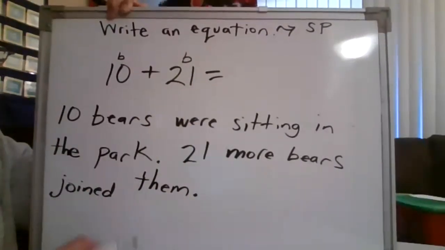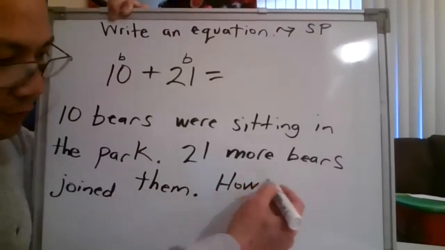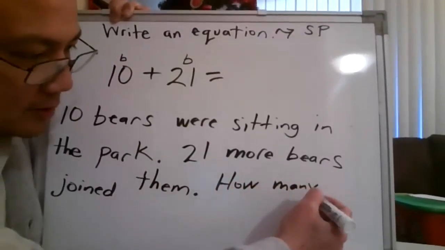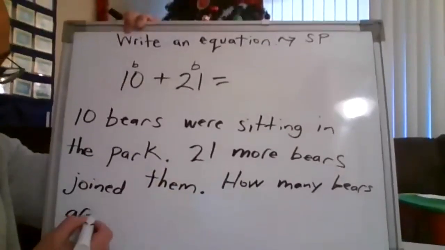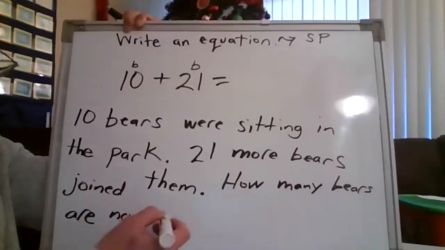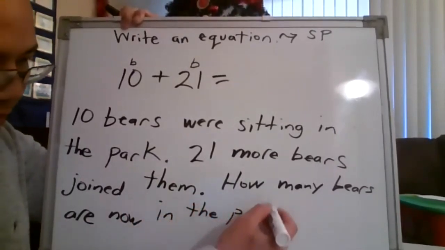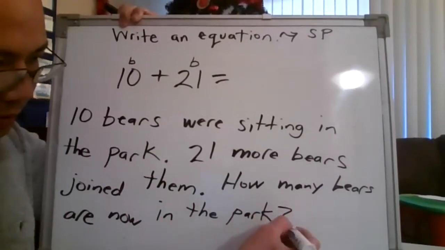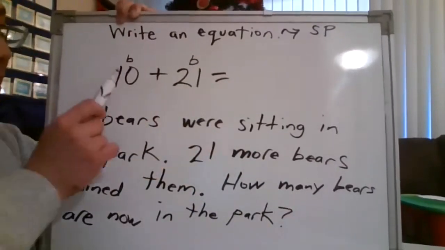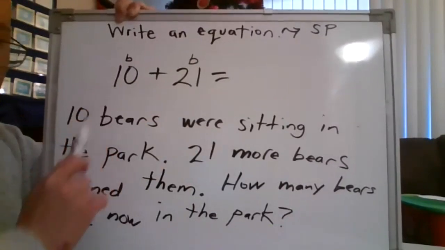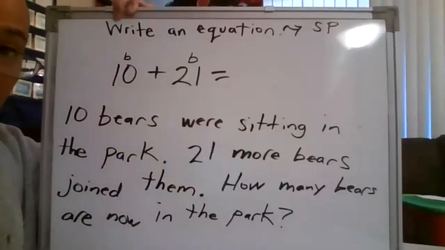10 bears were sitting in the park. 21 more bears joined them. How many bears are now in the park? And here's my equation. Now we want to confirm: does my story problem include all the variables in the equation?